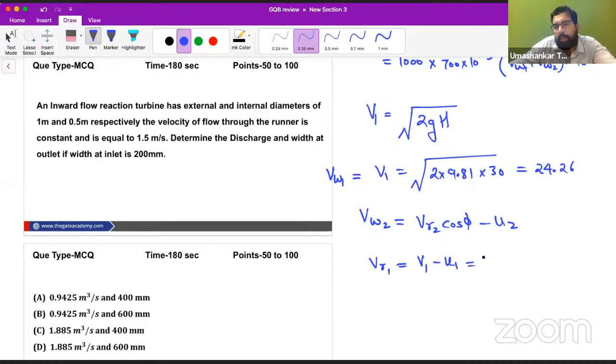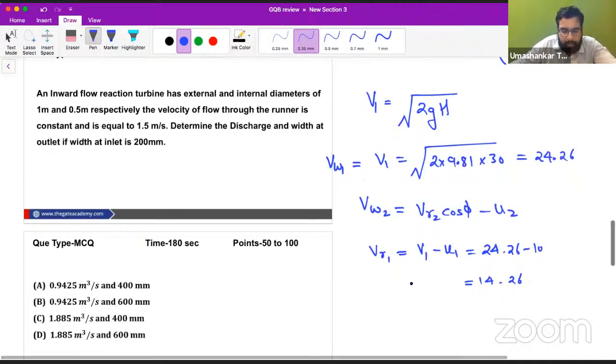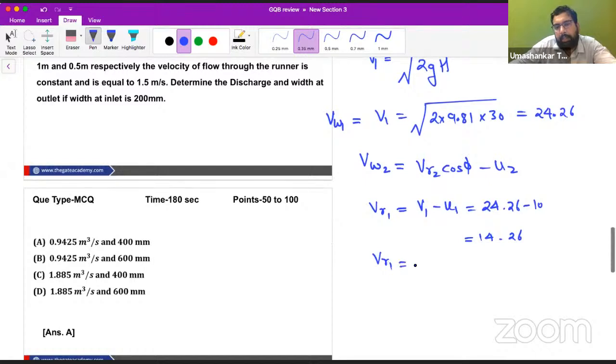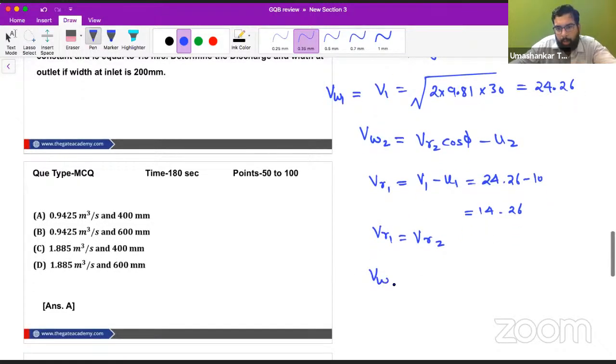So this is 24.26 minus 10, that is 14.26, right? Beta, and for Pelton wheel, we know we consider it a smooth flow. So VR1, VR2 are same. So we got this VR2, V2, U2, and we have already 5. So we can put all these values.